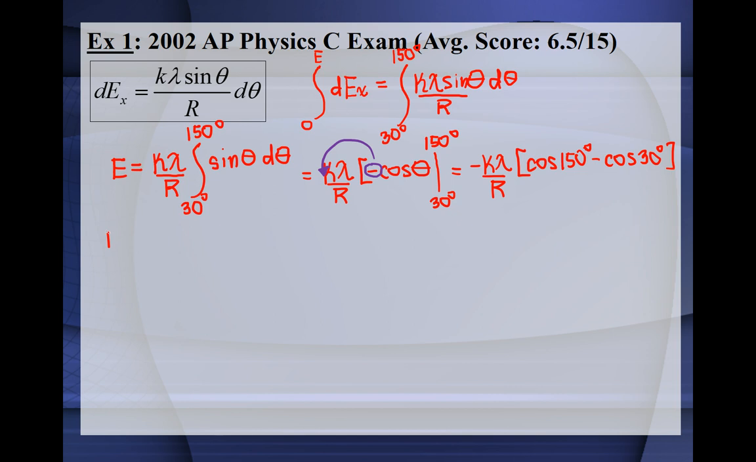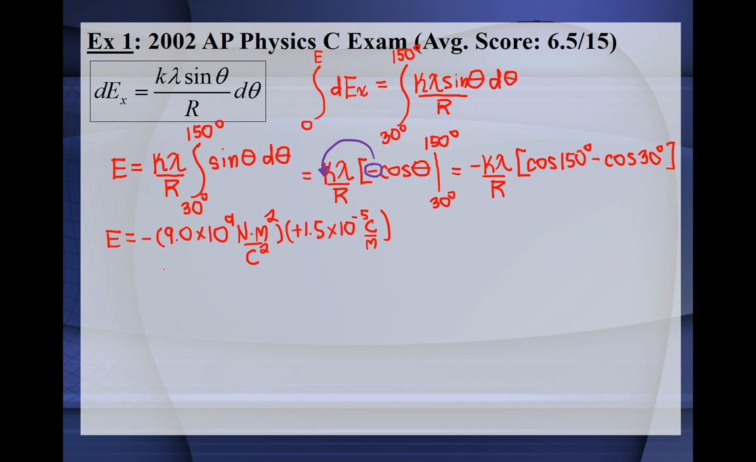Okay, so your electric field would then be equal to, let's plug all the numbers in. This would be negative. We have Coulomb's constant. We'll use the value that's on the Physics C formula sheet. That's two significant digits, 9.0 times 10 to the 9 newtons times meters squared per coulomb squared. And then we're going to multiply by the linear charge density, which is given to me as positive 1.5 times 10 to the negative 5 coulombs per meter.